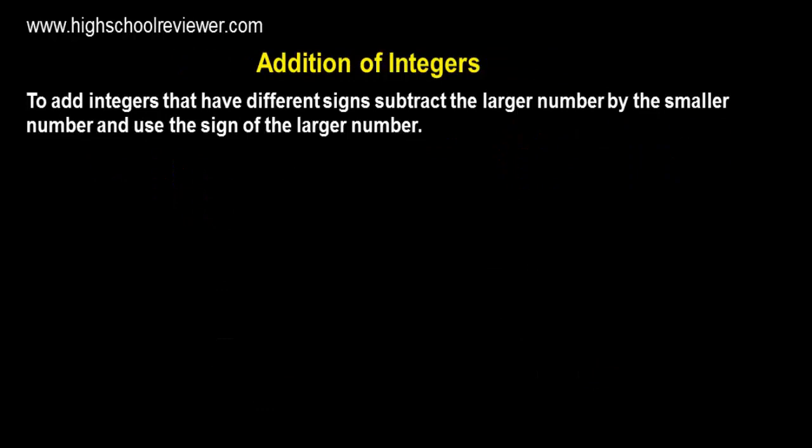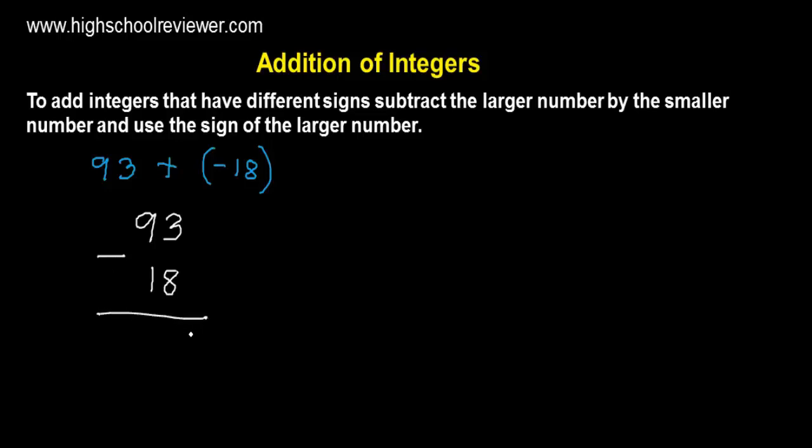To add integers that have different signs, subtract the larger number by the smaller number and use the sign of the larger number. Let's have some examples. Positive 93 plus negative 18. Based from the rule, we are going to subtract the larger number. The larger number here is 93, disregarding the sign. This will be 93, and the smaller number is 18. Again, disregard the sign. And since this is subtraction, do not forget to put the minus sign.